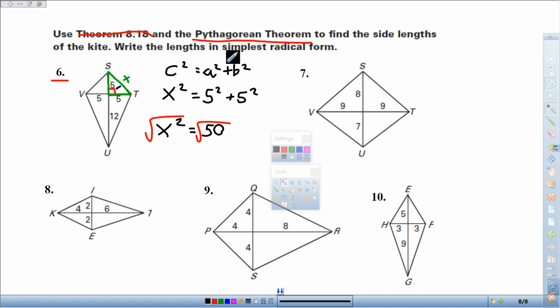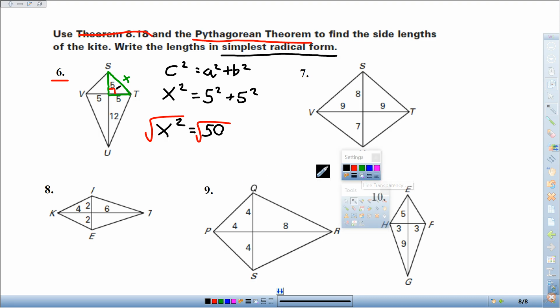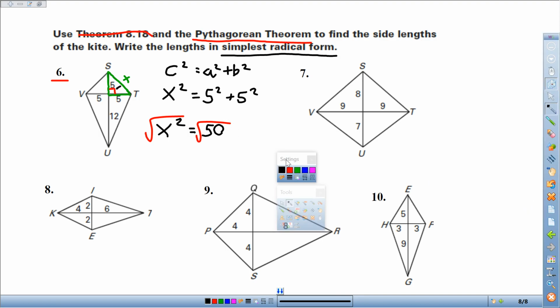Yeah, let's do what it's asking with the simplest radical form. We haven't really focused on that, but it is something that is good to know. So let me remind you guys on how to simplify the square root of something like 50. All right. So here's what we can do. We can break this thing down into its factors. Okay, and by factors, I just mean what two numbers multiply together to get me 50.